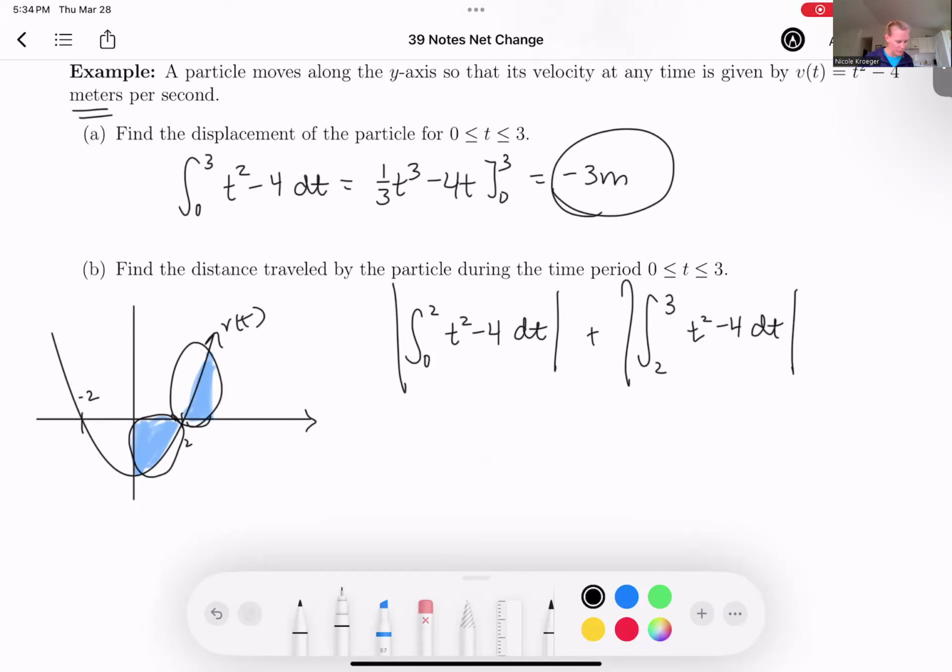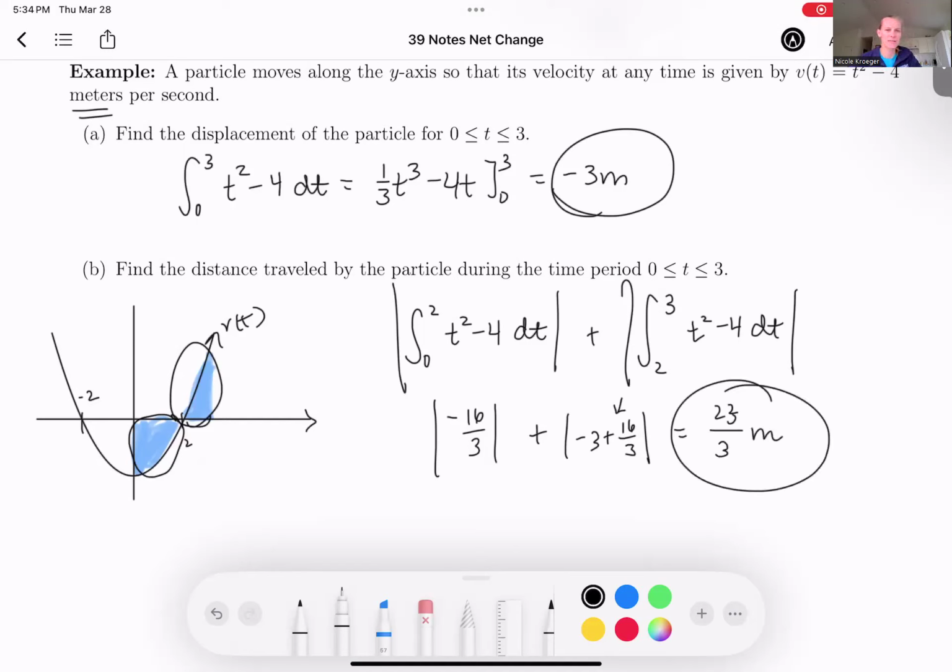When you calculate this whole thing, I got negative 16/3 out from the integral, and we put absolute values, so it becomes 16/3. This piece here gave me -3 plus 16/3. And when we add that all together, we get 23/3 meters.